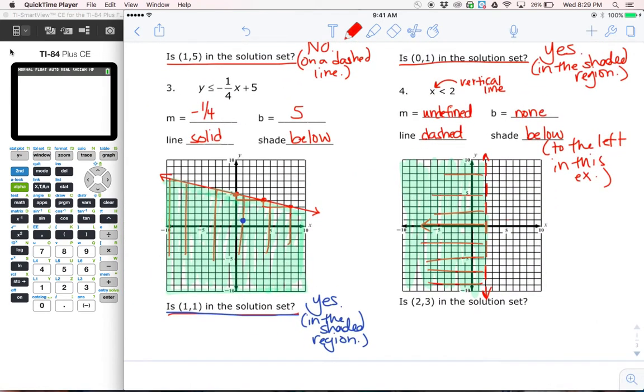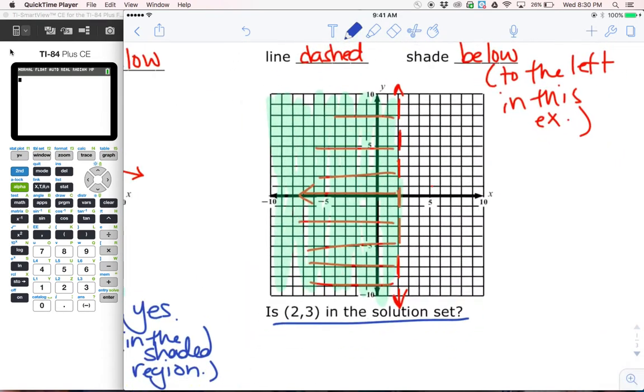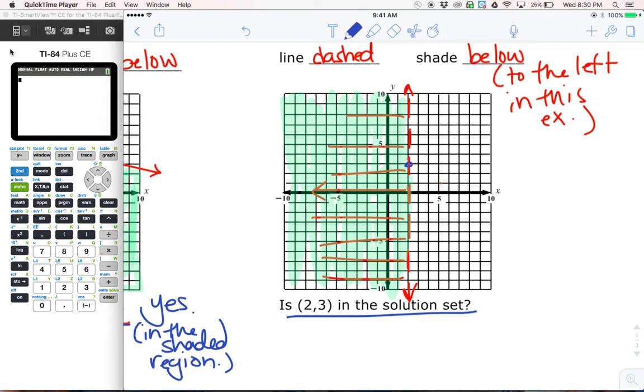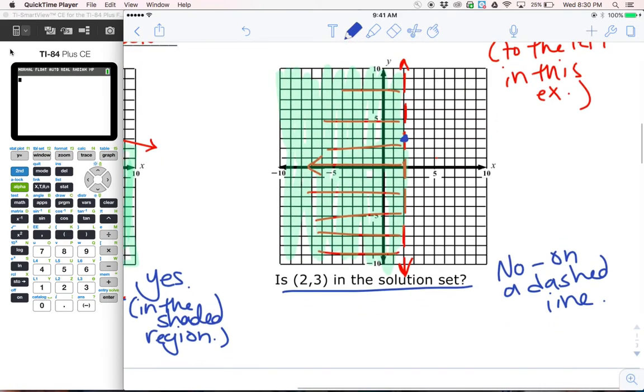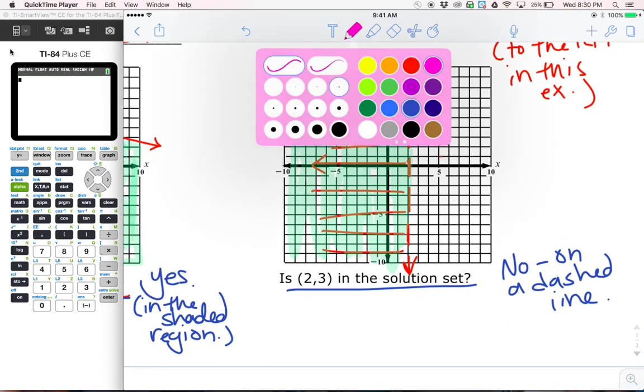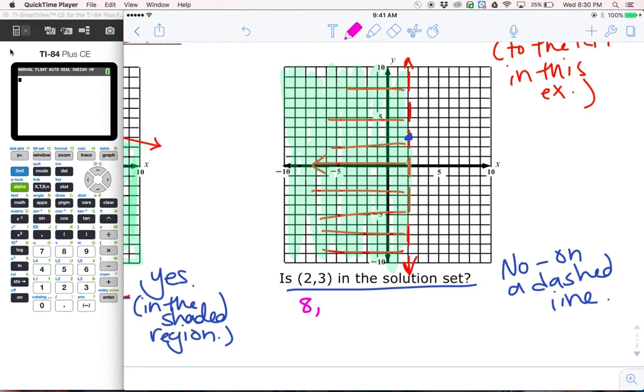All right, and we just have to check a point to be finished. Is 2, 3 in the solution set? Well, let's see, 2, 3 is right here. I'm going to say no, on a dashed line. All right, just for kicks, why don't we try one more? What if I try the point 8, 5? Is 8, 5 in the solution set? Well, 8, 5 would be right here. We would say no. This one is not in the shaded region.